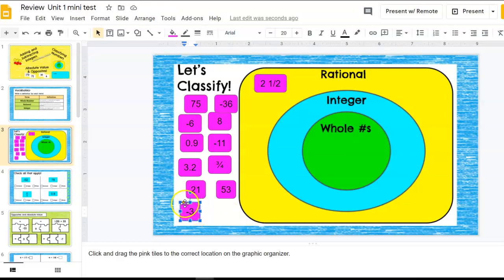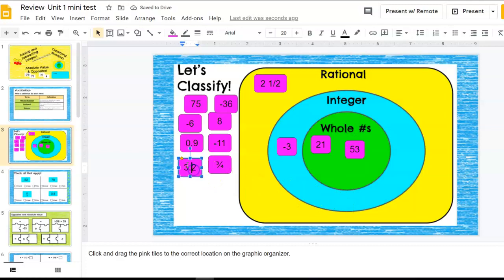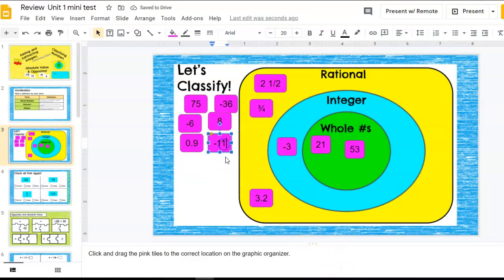-3. -3 is an integer. It cannot be a whole number because it is negative. 21 is a whole number. I can count to 21. 53 is a whole number. 3 2/10. It is a decimal, so it cannot be an integer, so it has to be rational. 3/4 is rational. It is a fraction. -11. It cannot be a whole number because it is negative, so it has to be an integer.